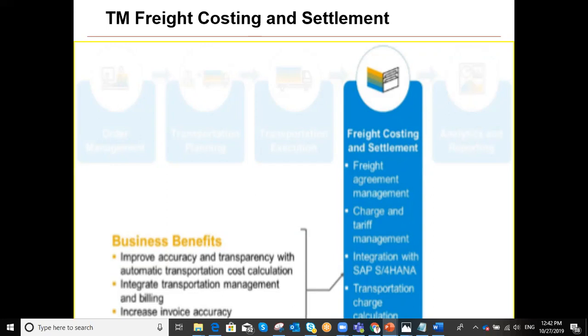So freight cost is a component of accruals, right? It is also a component of accruals: freight costing, rebate, discount. So these are the important components for accruals of the SD related pricing procedure. Yeah, so that's why it is very much integrated to FI.